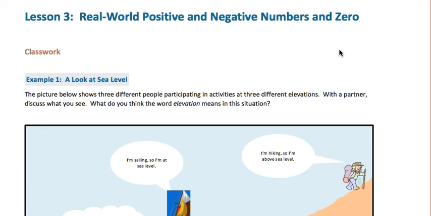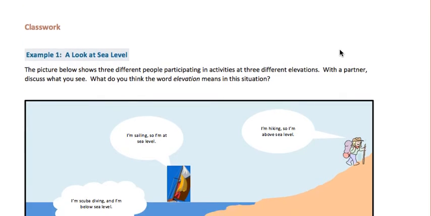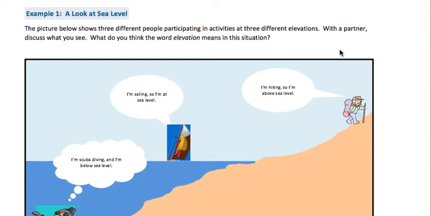Lesson 3. We're going to continue our study of real-world positive and negative numbers and zero. And we're going to start by looking at sea level. The picture in your example shows 3 different people participating in activities at 3 different elevations. Look at the picture and discuss with your partner what you see and what you think the word elevation means in this situation.